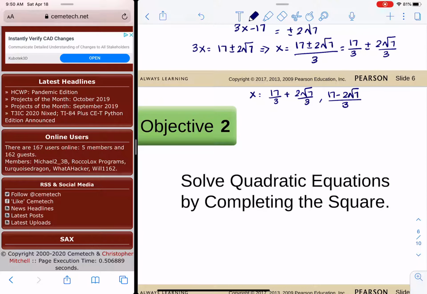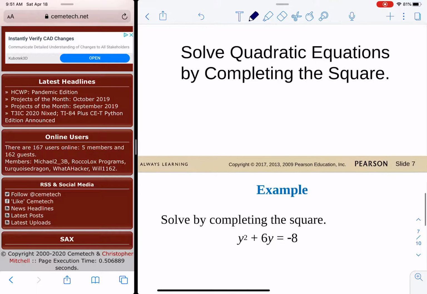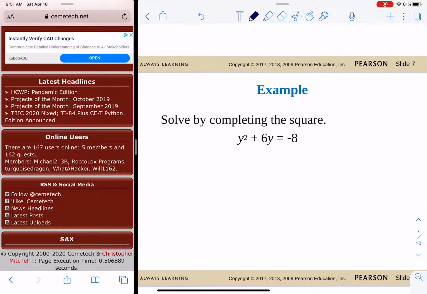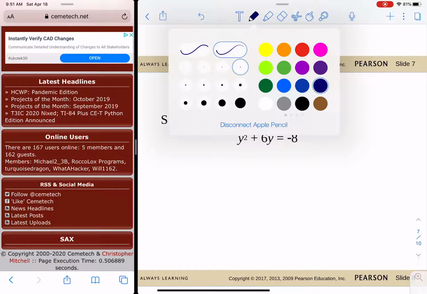So here is another method called completing the square. So we want to solve a quadratic equation like the ones we had before, where we had a perfect square on the left hand side, and all we have to do is take the square root. But here is a case where we don't have a perfect square on the left hand side.